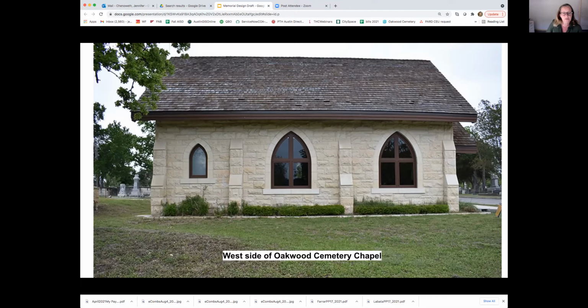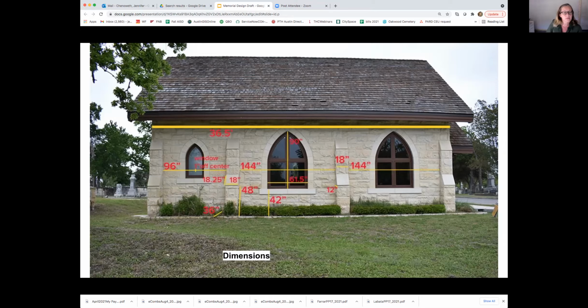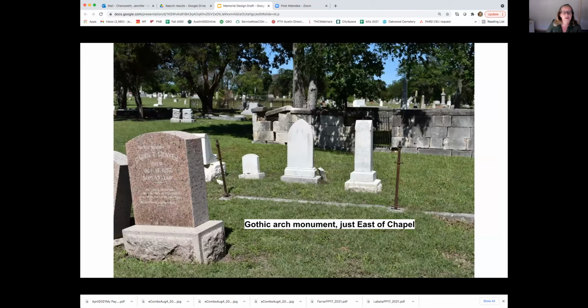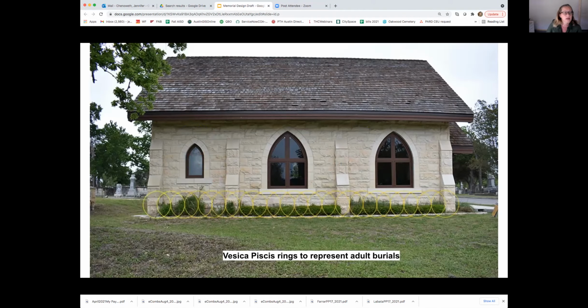So the west side of the chapel, the dimensions of the space, how Gothic architecture is created is through a Vesica Piscis, and the window in the far back in the north end of the chapel is a Reuleaux triangle, and that's how the geometry of those shapes is made. So this is an example of a Gothic arched monument that's just east of the chapel, just kind of to the left, in the back of this image here.